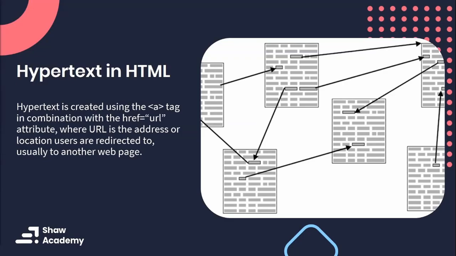So you might have an external page or an internal page. And the URL is essentially the address of where you want the page to be redirected to, especially if you are doing hyperlinking or hypertexting inside of your own web page. Okay, now let's have a look at hyperlinking.